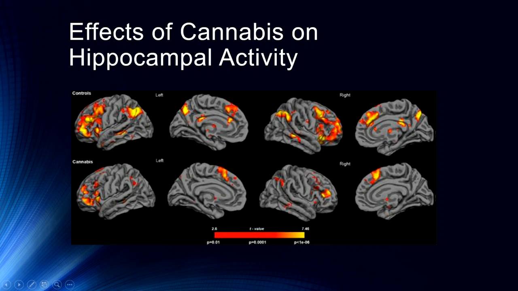But we're looking at, and again, it doesn't really matter. We're just here to illustrate what these maps look like. We'll get into the details of these later on in the semester. But here we have controls versus cannabis users. And basically, it's not surprising. There is a reduction in activity.